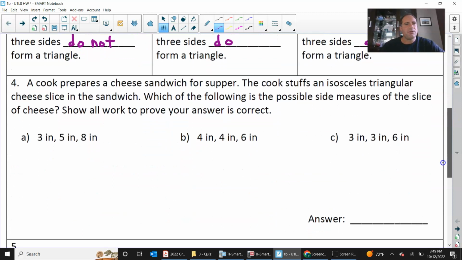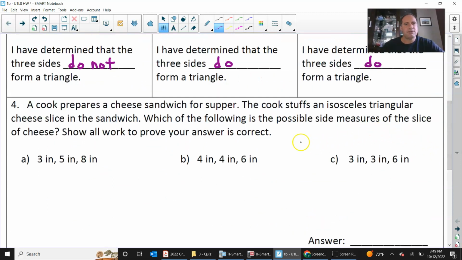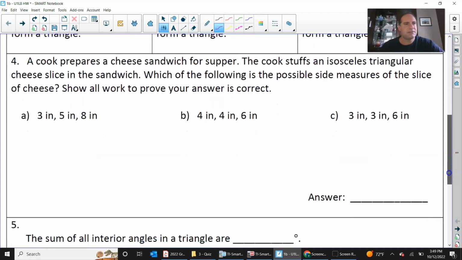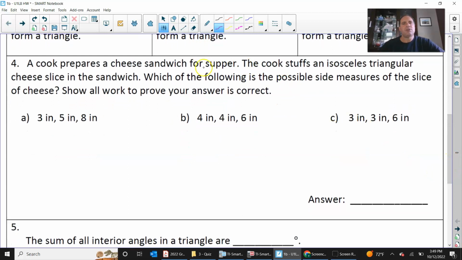All right, so number 4, a cook prepares a cheese sandwich for supper. The cook stuffs an isosceles triangular cheese slice in the sandwich. Which of the following is the possible side measures of the slice of cheese? Show all work to prove your answer is correct. This is just a fancy way of asking which 3 sides represent a triangle.